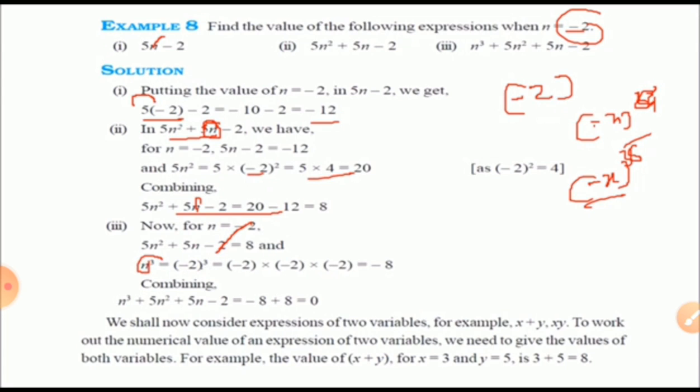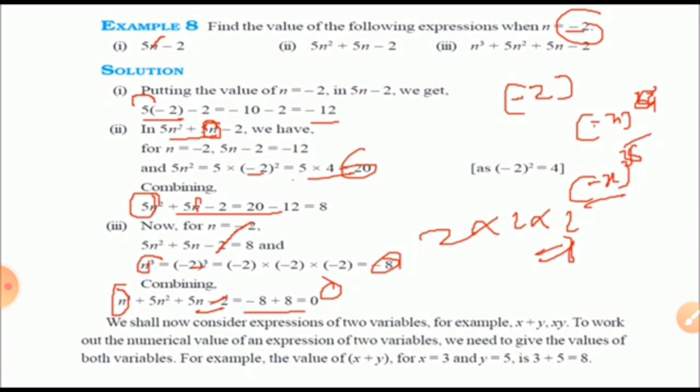Second one also, n is equal to 2, we can put it. 5n square plus 5n minus 2 will give you 8. Yes, combining, 8 minus 8, which gives you a 0 value. For that one, we can find the 0 value. Final value will be 0. Minus 8 plus 8, both will be 0.